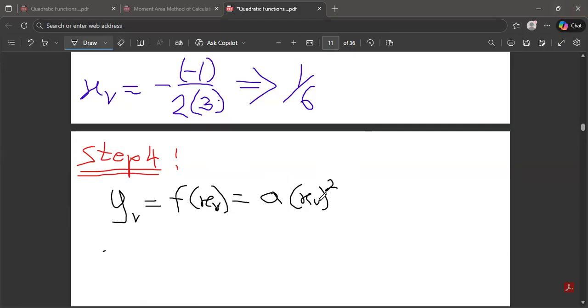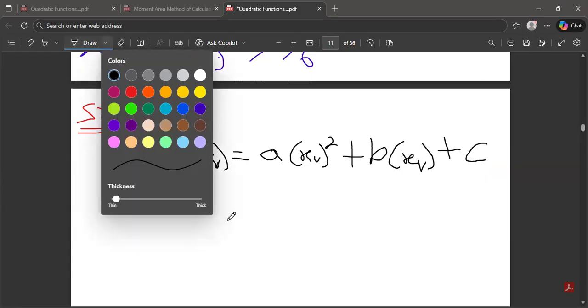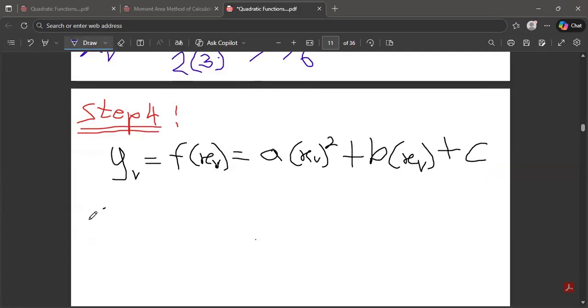It's not anything difficult. Plus bx, but in place of the x, I'm going to put x at V over there. That is what f of x means. Anywhere you see x, you put x at V. Plus c. So this is the formula. And then from substitution, for our x at V we had 1 over 6. So finally, my y at V is equal to what?